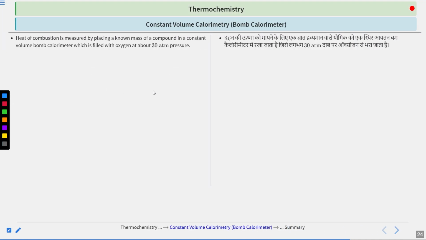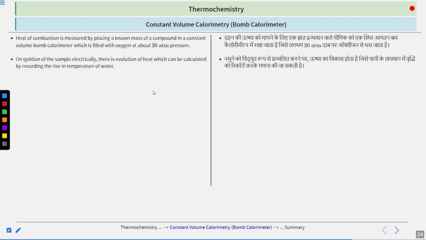After that, let us move specifically to constant volume. When we do the calorimeter calculation at constant volume, the instrument is called a bomb calorimeter. On ignition of the sample electrically, there is evolution of heat which can be calculated. We have seen this. The heat lost by the sample is equal to the heat gained by the water. Why will it be the same? Because the energy that is produced is gained by the system. Clear?